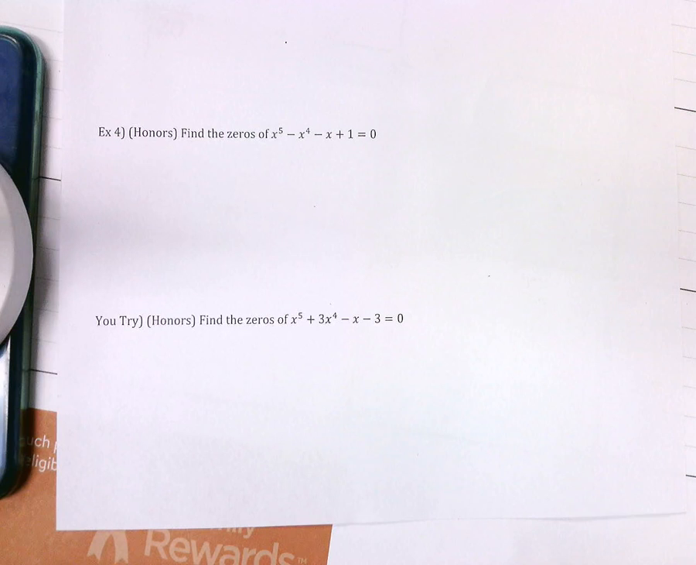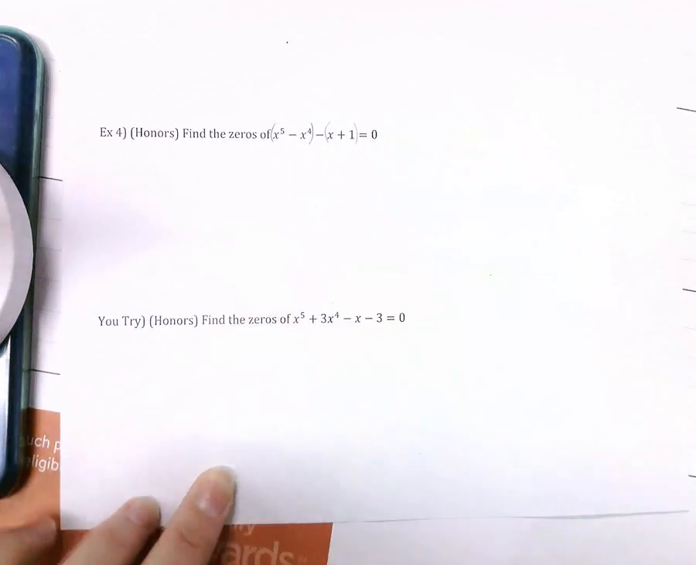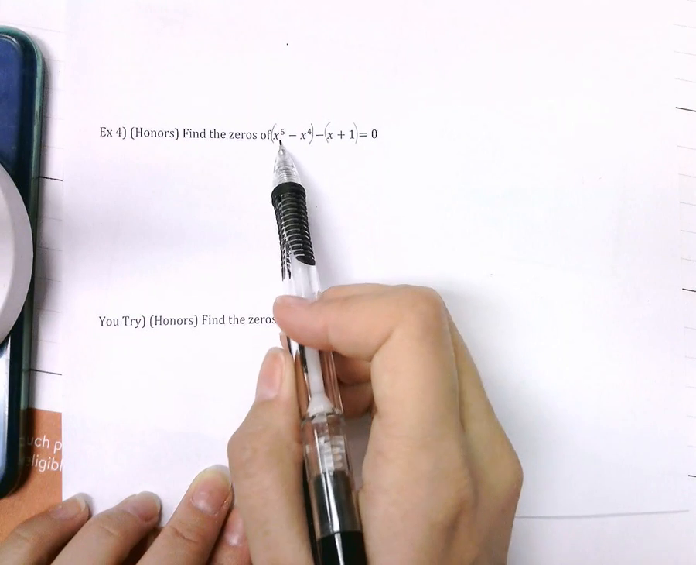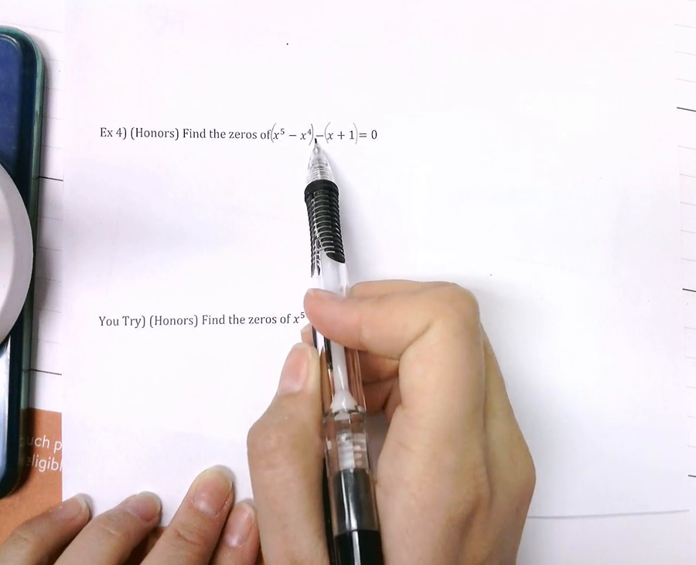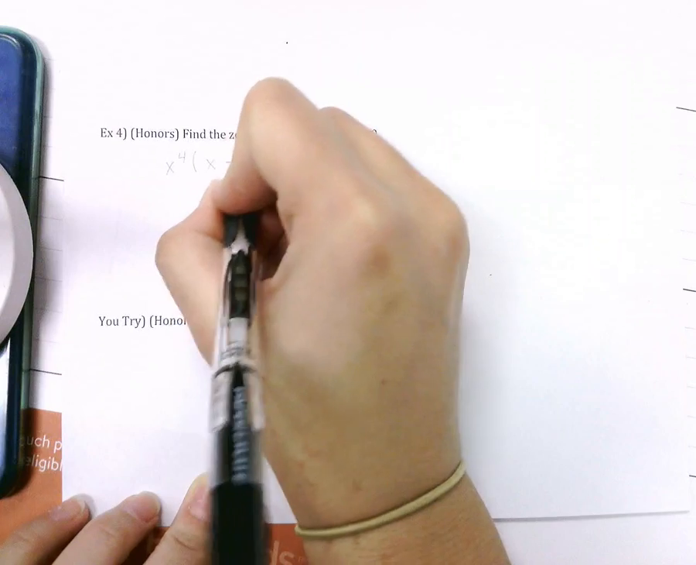So these are examples of quintics that are factorable using the grouping technique. You're going to split this up into two groups, and you're going to do what you usually do. You're going to factor out a greatest common factor. So what would be the greatest common factor here? We have x to the 5th and x to the 4th. x to the 4th, right. And what would we be left with? x minus 1.